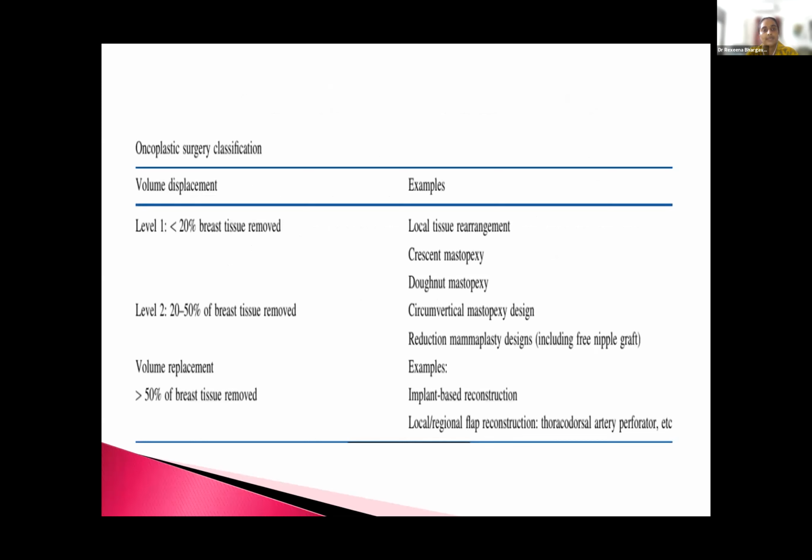So there are two types of oncoplastic surgery. It is either volume displacement or volume replacement. Volume displacement when less than 50% of the breast tissue is removed, and when more, then we have to replace the volume. Again, volume displacement is of two levels. Less than 20% is level 1, and 20 to 50% of breast tissue removed is level 2.